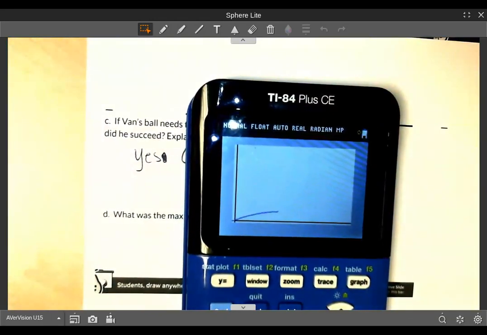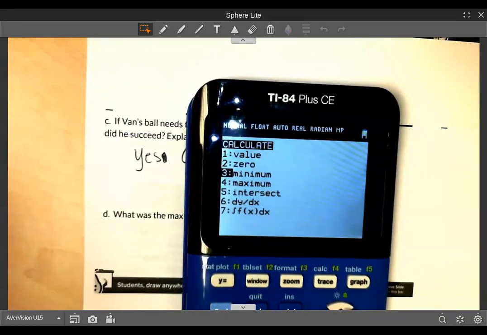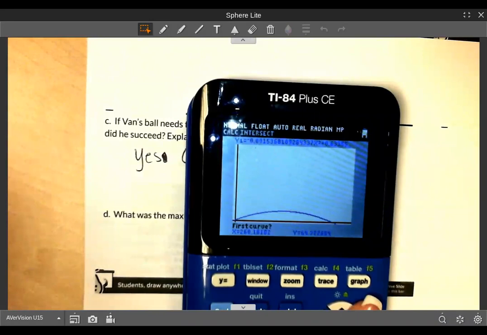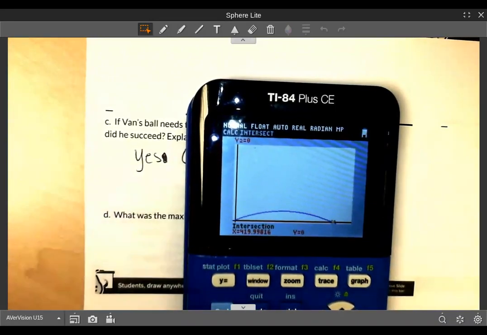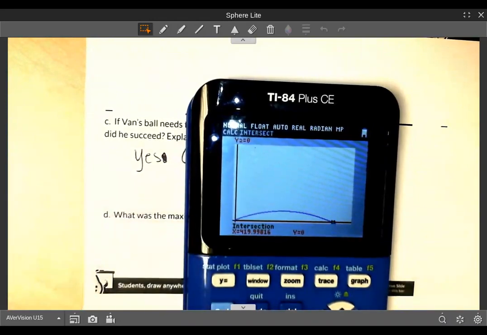And so here is the path of the ball. And then there's the ground. So if I hit second, trace, intersect, I move over to the side, enter, enter, enter. There it is at 419.99. So he went beyond that home run area. It did go far enough for him to get it.